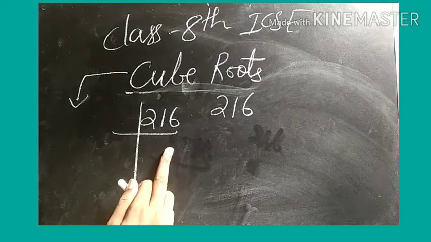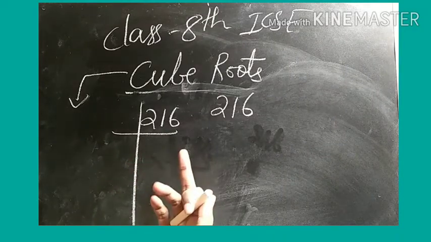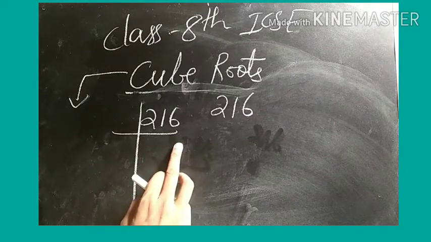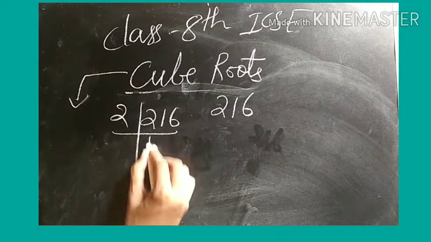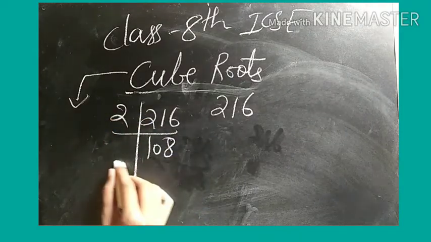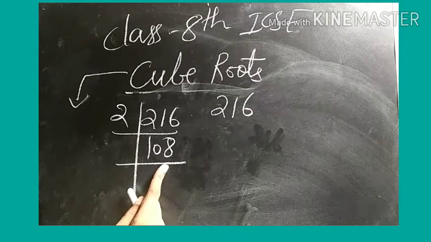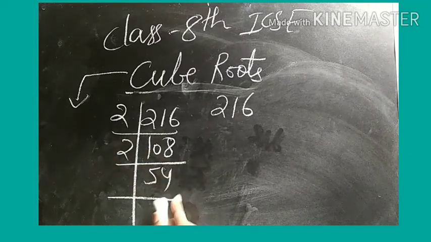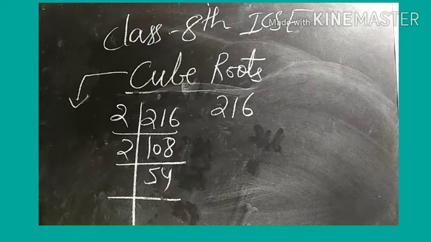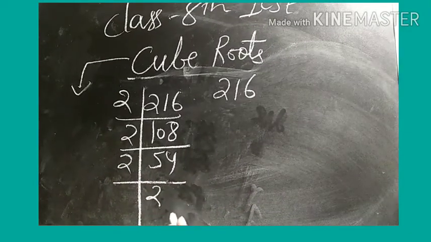So is it divisible by 2? Definitely, because there is a 6 at the unit place and 6 is an even number. When the unit place has an even number, the number is divisible by 2. So if we divide by 2, you get 108. Then again it is divisible by 2, so you get 54. Again 4 is at the unit place, so it is divisible by 2, and you get 27.